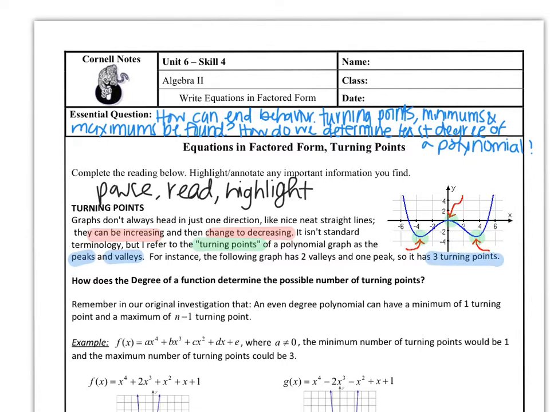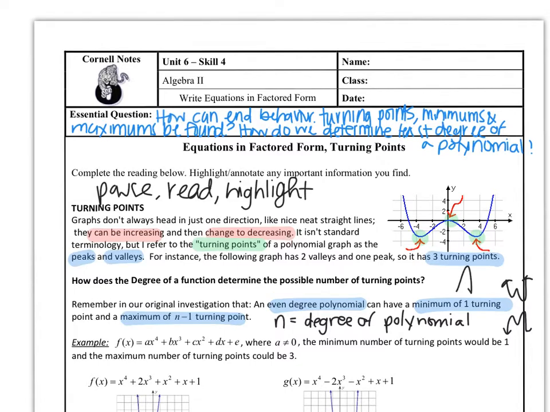The next part says, how does the degree of a function determine the possible number of turning points? So if you recall, an even degree polynomial has a minimum of 1 turning point and then a maximum of n minus 1. And remember that n is just the degree of the polynomial. Because remember, an even degree would either be something like this or something like this, and it has to have at minimum 1 turning point. Right here it turns from increasing down to decreasing. And at maximum, n minus 1.